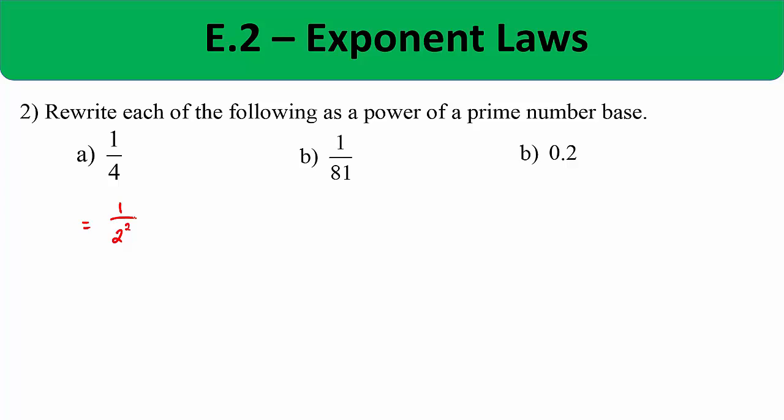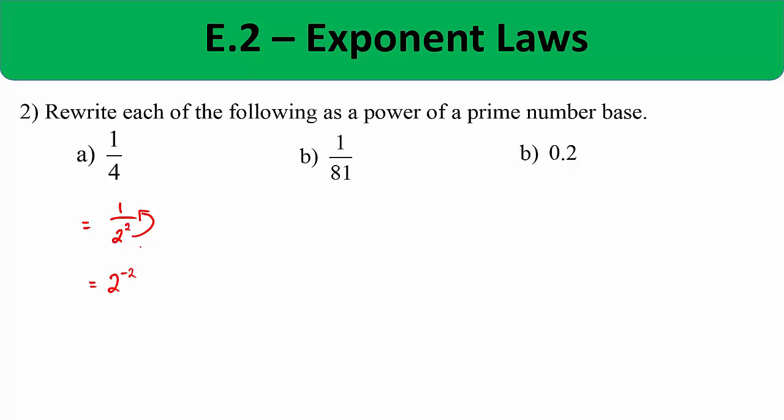Well, if I wanted to rewrite this as just a prime number base raised to an exponent, I can move this denominator, 2 to the power of 2, to the numerator as long as I make that exponent negative. So I could rewrite that as 2 to the power of negative 2. Now you may be thinking, hey, why would I do this? We don't like negative exponents. They're not simplified. Well, if we read the directions, they just want us to write it as a prime number base raised to a power, and we have done that.